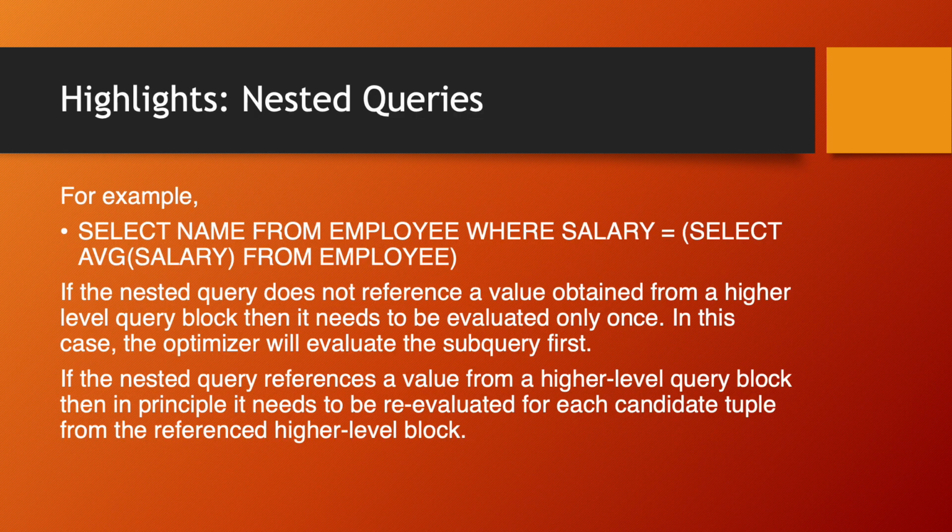Nested queries. For example, select name from employee where salary equals select average salary from employee. If the nested query does not reference a value obtained from a higher level query block, then it needs to be evaluated only once. In this case, the optimizer will evaluate the subquery first. If the nested query references a value from a higher level query block, then in principle it needs to be re-evaluated for each candidate tuple from the referenced higher block.